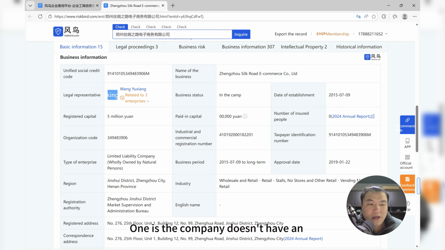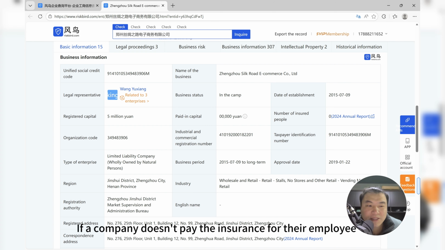One is the company doesn't have any employee, so they didn't pay the insurance for their employee. But the other situation is they have employees, but they are not willing to take responsibility for their employees. And actually, if a company doesn't pay the insurance to the employee, it is illegal. But in China, most companies are doing this.